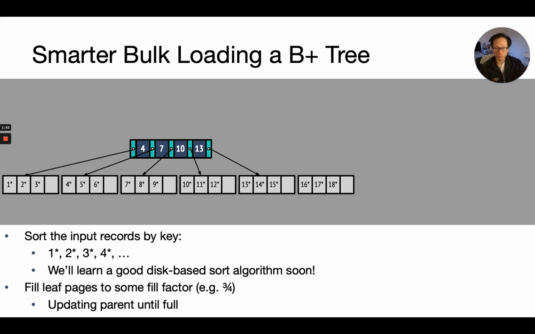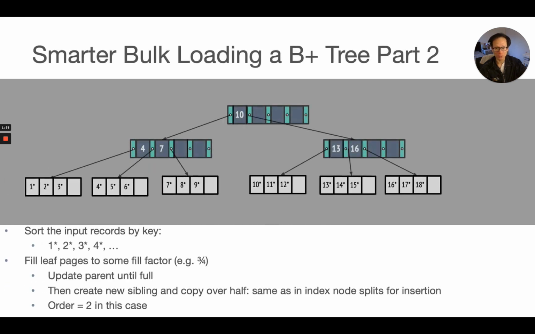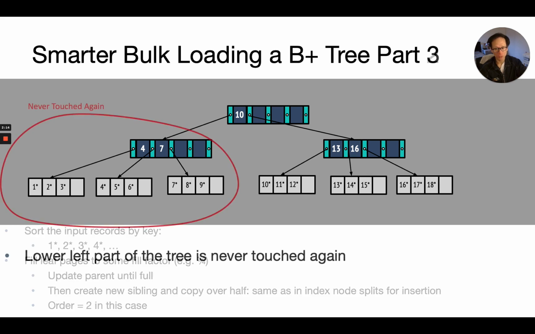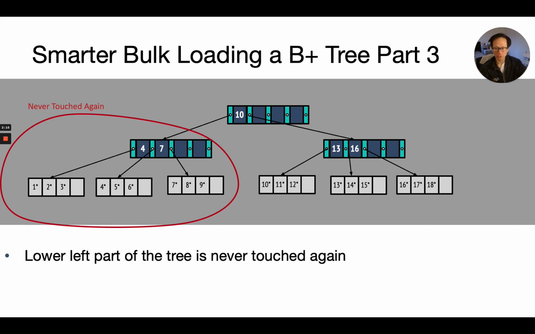We do the standard procedure for B+ tree insertion, namely, we promote one of the parent pointers as a new parent and we create a new sibling page. In this case, since the order of the tree is 2, we promote the first D+1 key, namely 10, to be the new parent of these two new sibling pages that we created. Notice in this case that we'll never be touching the left-hand side of the tree ever again.